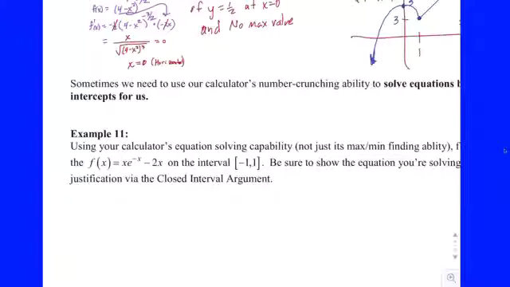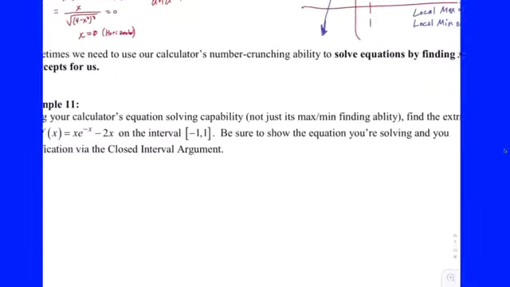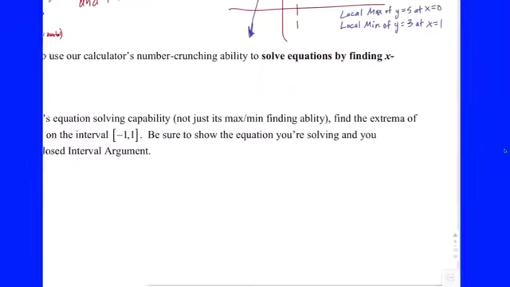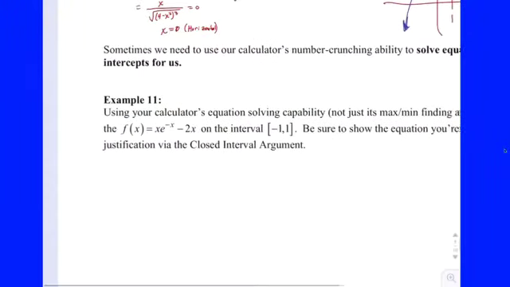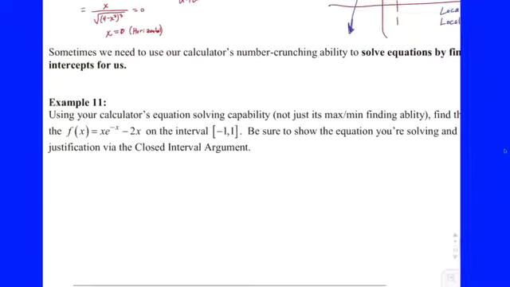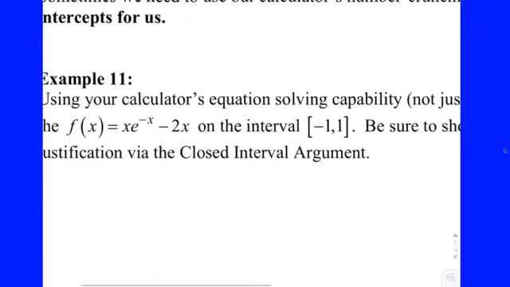There's two ways to solve equations. You could set one in y1, one in y2, and see where they intersect, or the way we're going to do it here. Using your calculator's equation solving ability and not just its max-min ability, find the extrema of this function on the interval from -1 to 1. Okay?